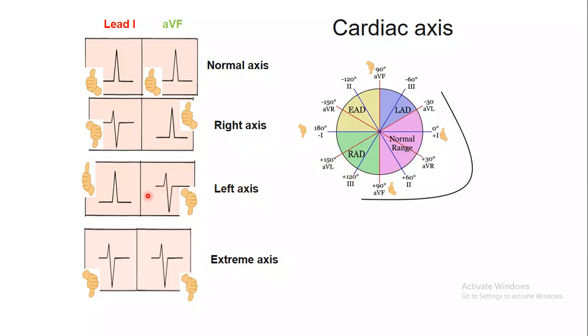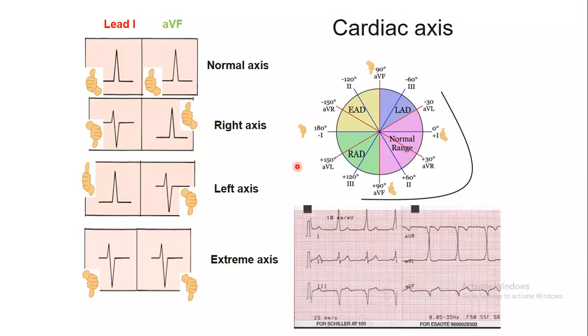so we are in this zone, right axis deviation. If the opposite, the left thumb is up and the right one is predominantly negative, we are directed towards the left hand, or left axis deviation. If both thumbs or hands are looking downwards, or negative, in aVF and lead 1, this denotes extreme axis deviation, with the axis in this zone.